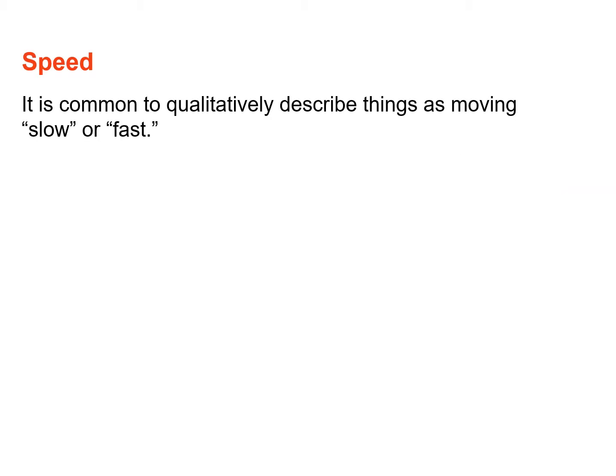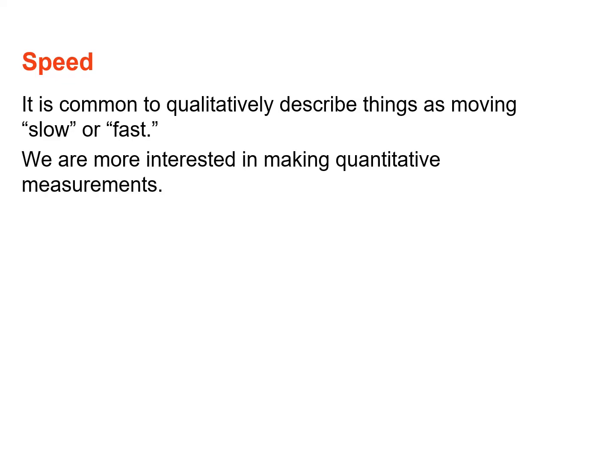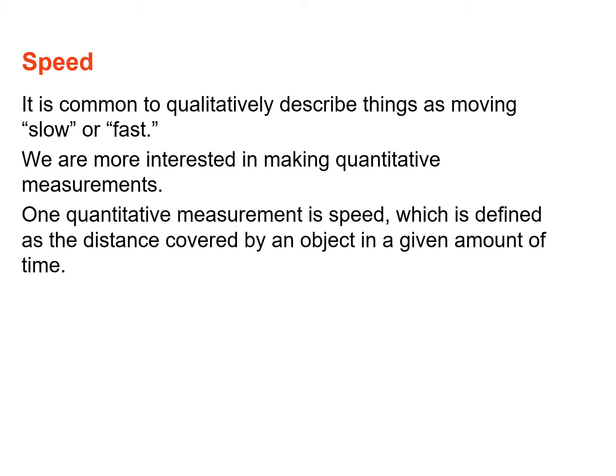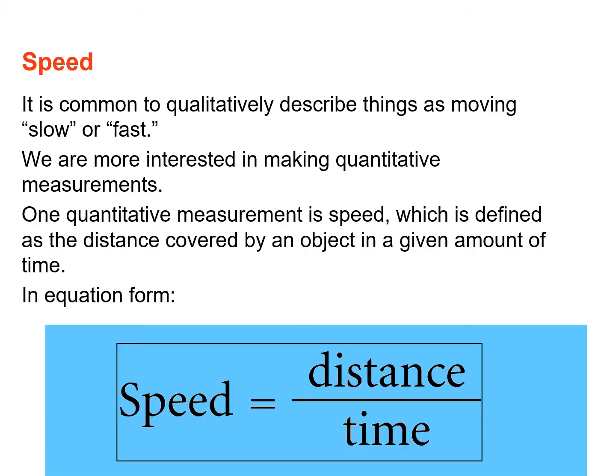It's common to hear things described as moving slow, fast, quick. We are much more interested in quantitative measurements rather than qualitative descriptions. So one quantitative measurement is speed. This is defined as the distance covered by an object in a given amount of time. In equation form, we could say speed equals distance divided by time.